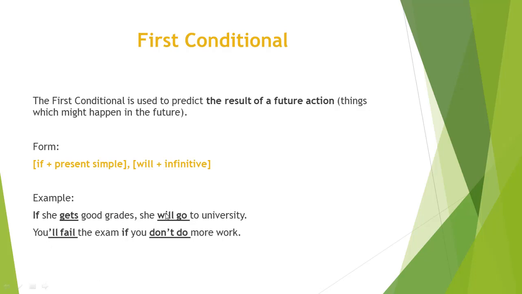So look, we change a little bit the situation right here. If she gets good grades, she will go to the university. Now right here we're using will. You will fail the exam if you don't do more work. So we have the possible result now, and the condition. This is the first conditional.